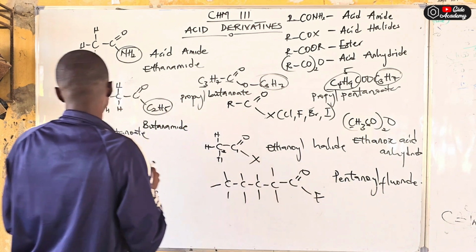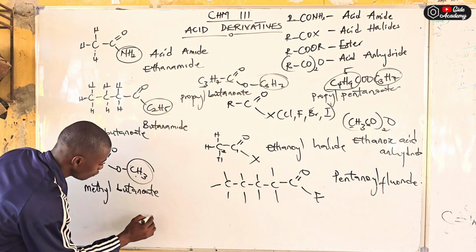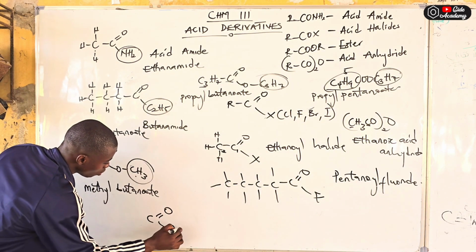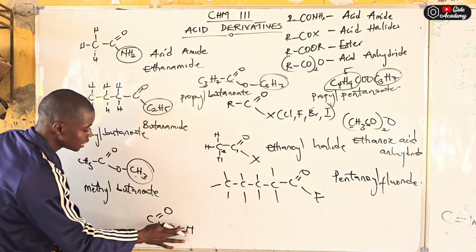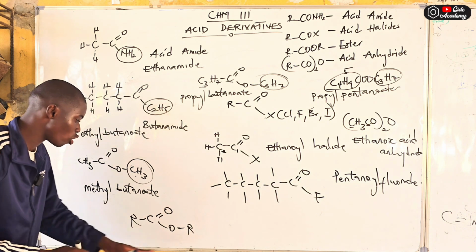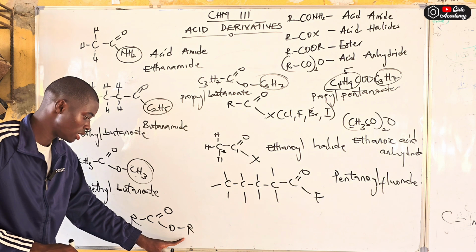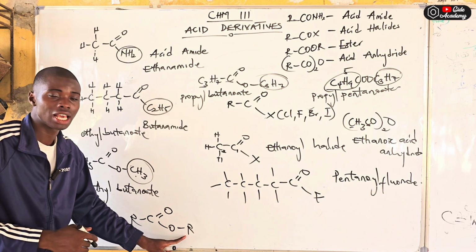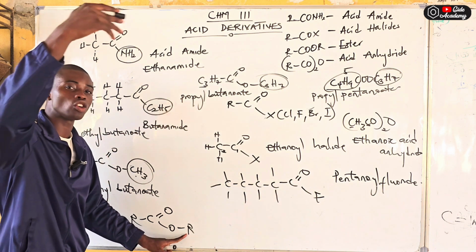Now listen, let's just do a little experiment. If you have COOH, if this hydrogen is replaced by an alkyl group, the product that will be formed is called ester. Please, the product that will be formed is called what? Ester, which can be called an alkanoate.